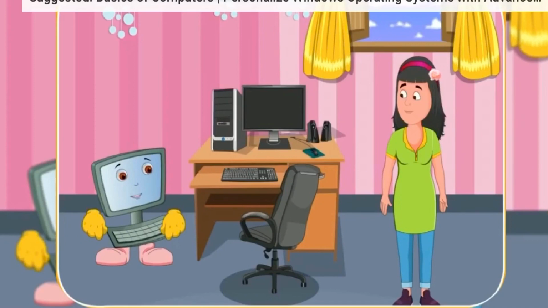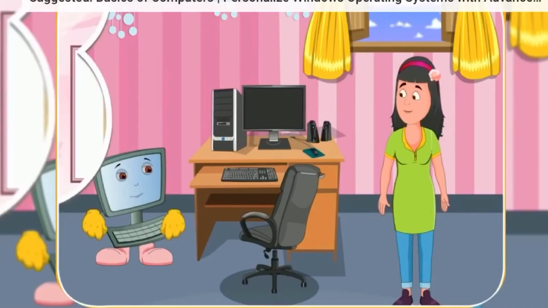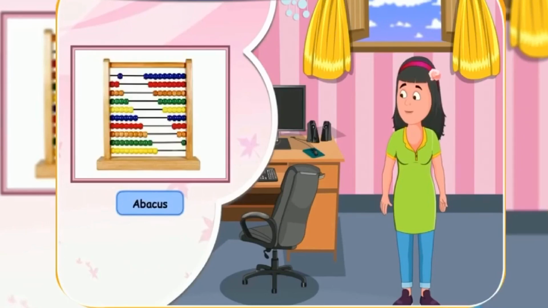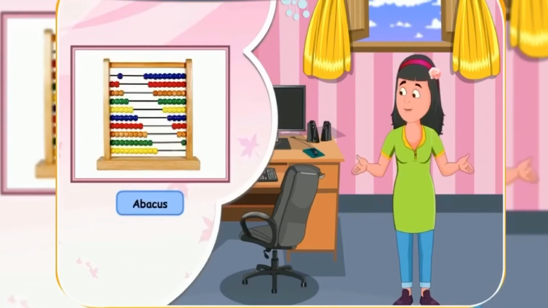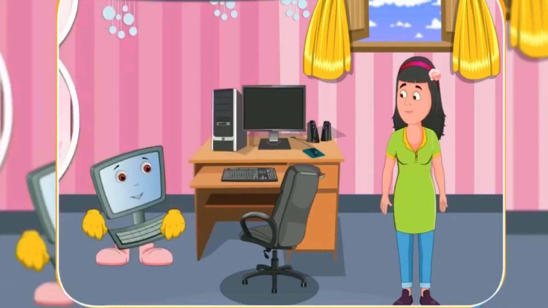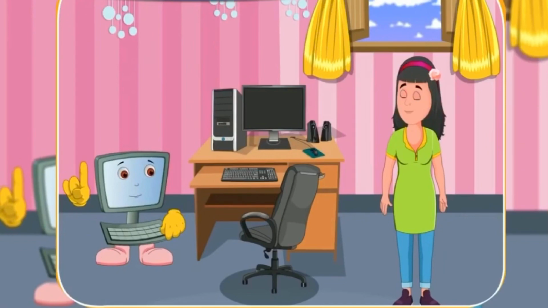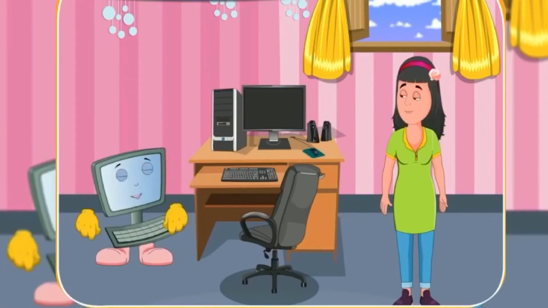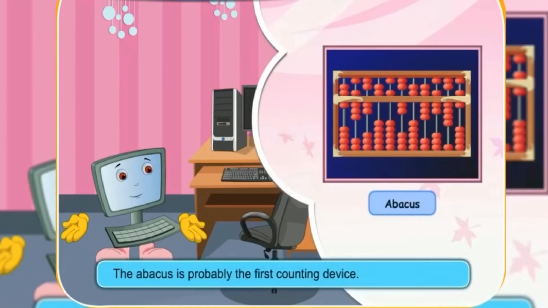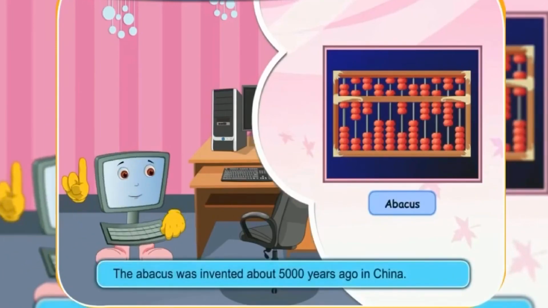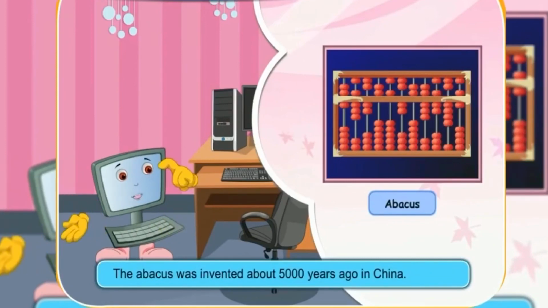to calculate complex sums. The abacus? Do you mean the abacus that we have used during our kindergarten days? Yes, Rennie, the instrument that you use to calculate sums during the first day at school. The abacus is probably the first counting device. It was invented about 5,000 years ago in China.